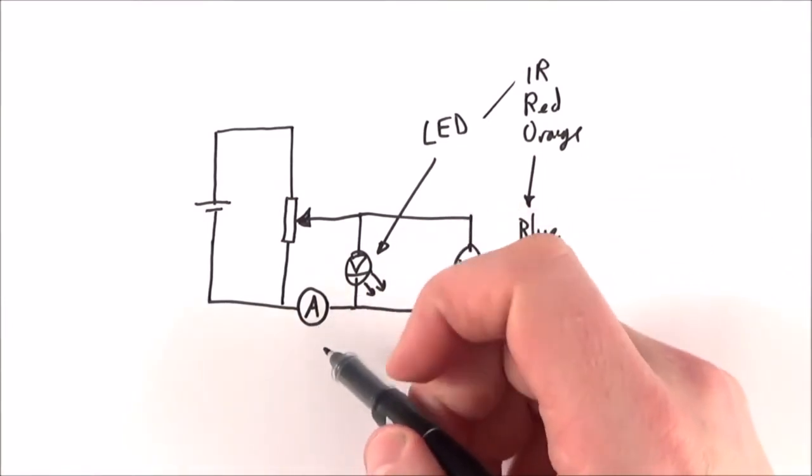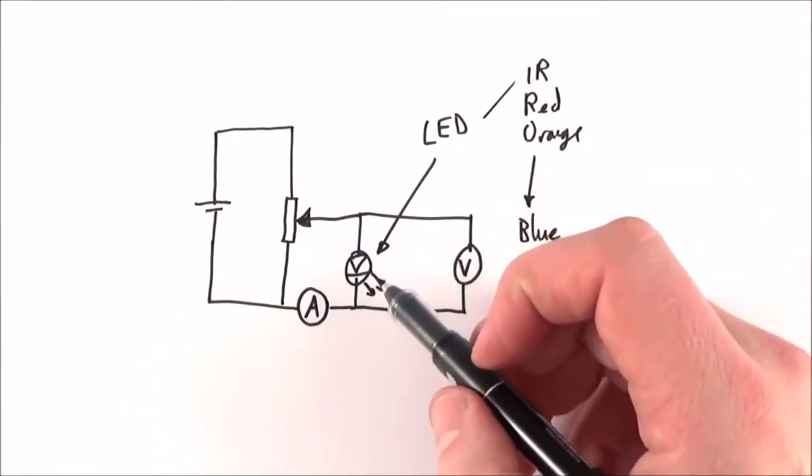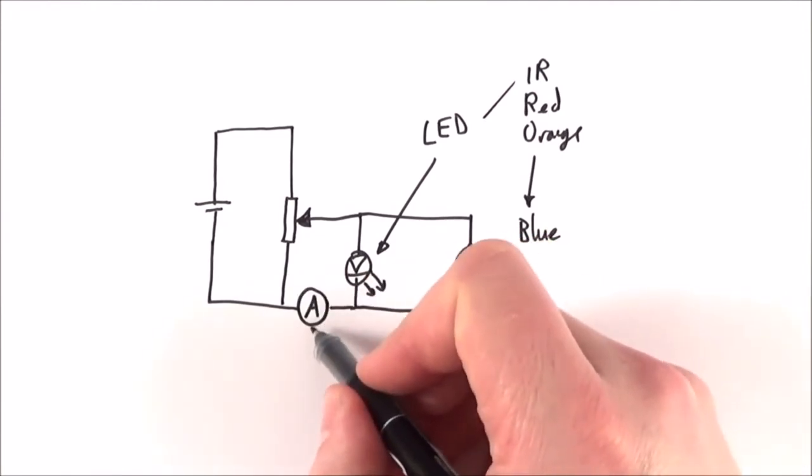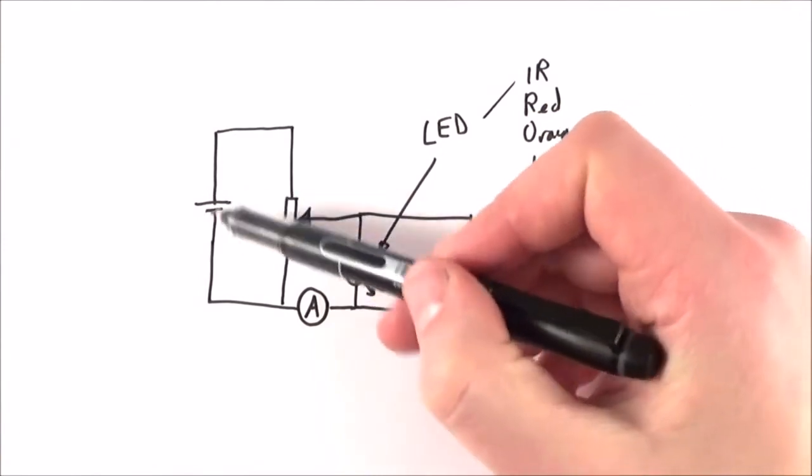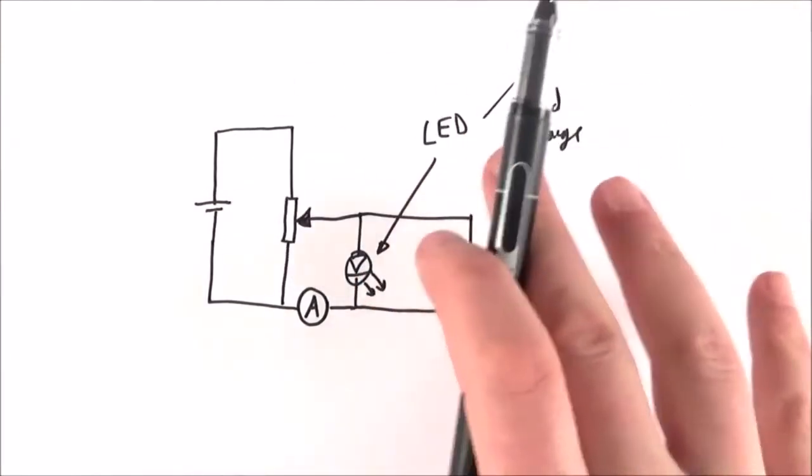And because it's sometimes a bit hard to tell when the LED is actually lighting up, we have an ammeter which lets us know when that current starts to flow. Here we have a potential divider circuit and some kind of source of EMF. So that's the setup that we need.